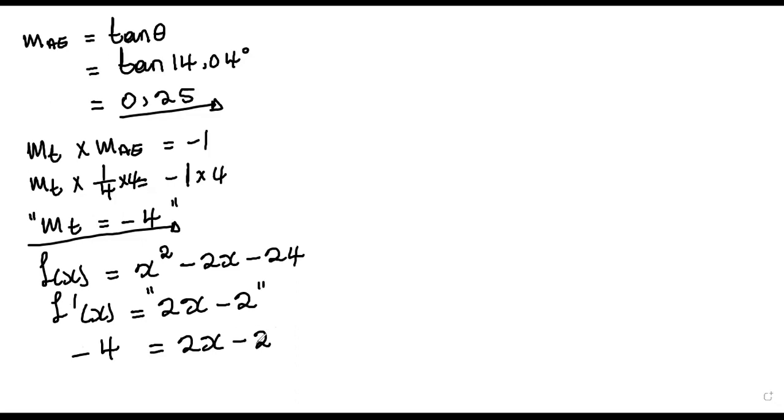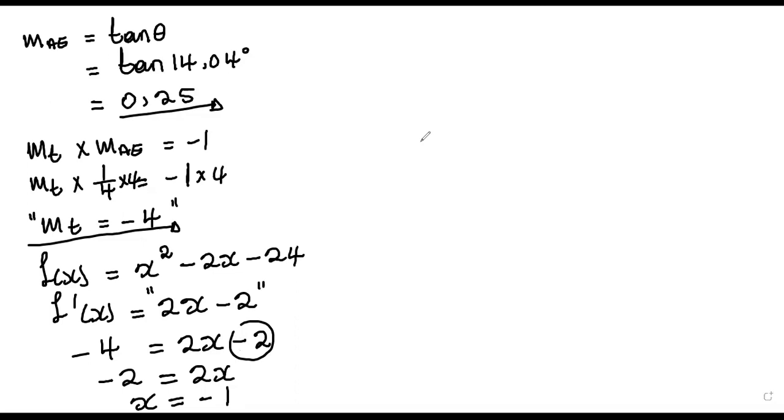Then you take this -2 to the other side, so you get +2 because it becomes positive. So -4 plus 2 is -2, and this is equal to 2x. Looking at this, the value of x is going to be -1. So the x-coordinate of the point of tangency is equal to -1.